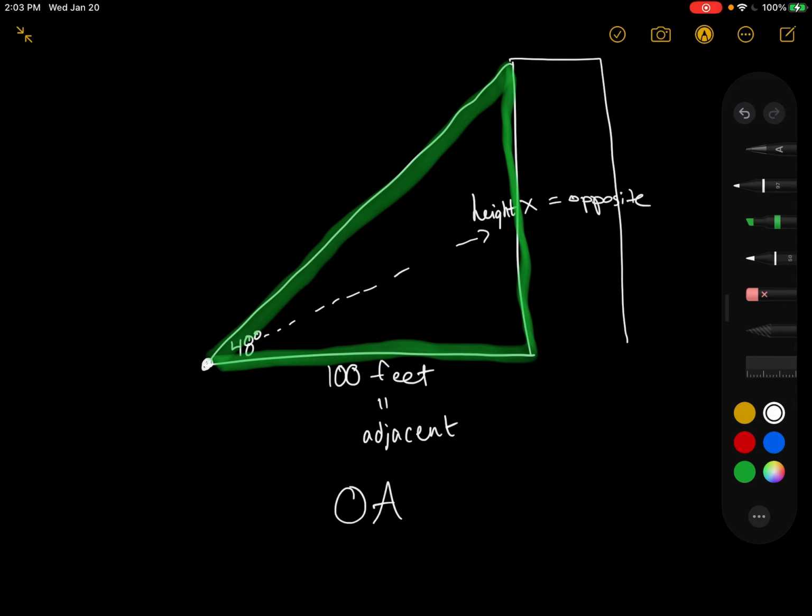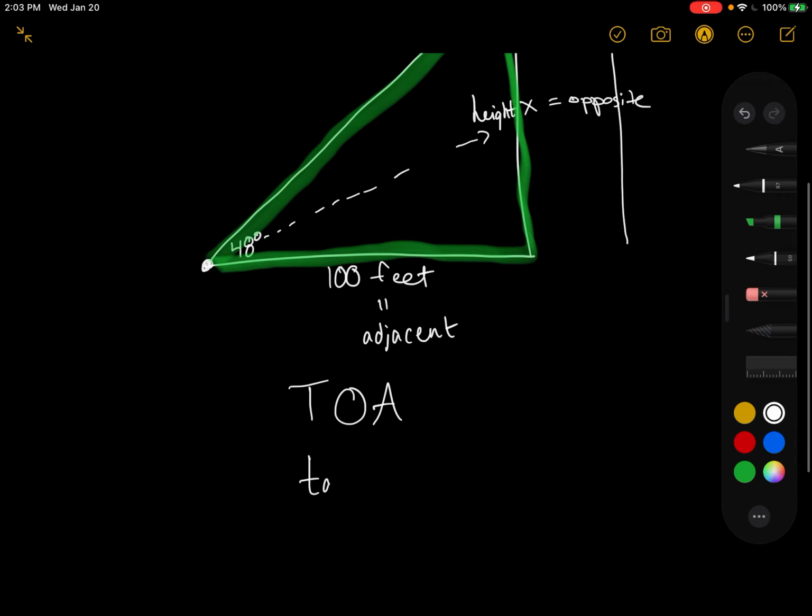So which part of SOHCAHTOA is that? Well, TOA is tangent. So the tangent of our 48-degree angle here is going to equal opposite, which is x, over our adjacent, which is 100. So now we can go through on our calculators and do this. And again, I know we talked about this in class. Double check, make sure that you are in degrees and not radians. And go ahead and solve.